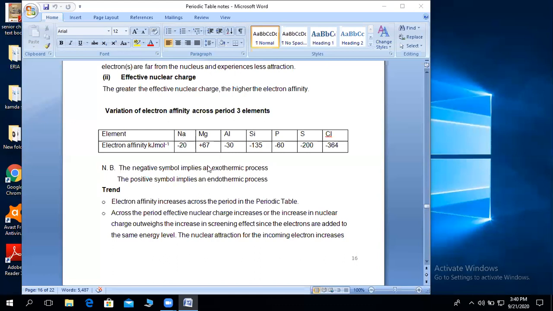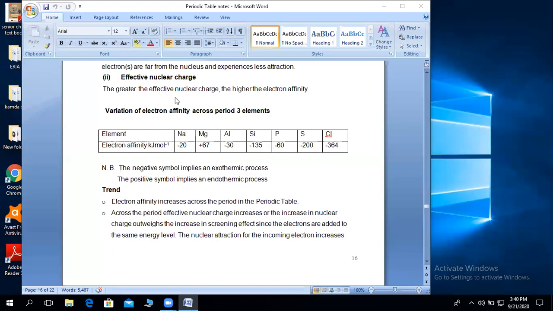So if I say you first state the trend and then you explain. So you realize the trend from sodium to chlorine is electron affinity increasing or it is decreasing? That is the question you ask yourself. So for me, what I'm seeing, generally, the electron affinity is increasing.